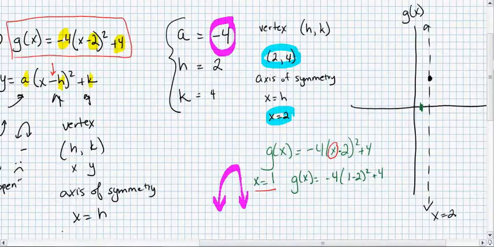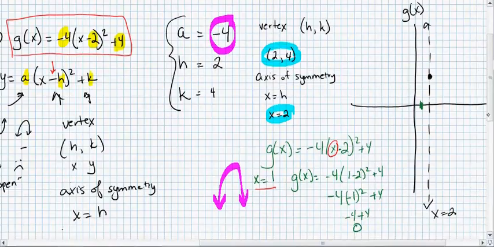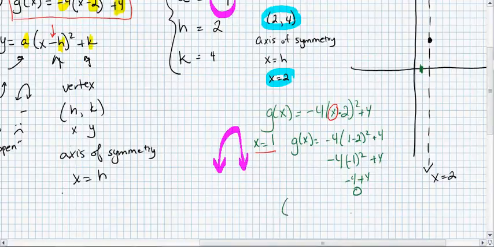So 1 minus 2 is negative 1. Negative 1 squared is positive 1. 1 times negative 4 is negative 4. And negative 4 plus 4 is 0. So when x is positive 1, g of x is 0.